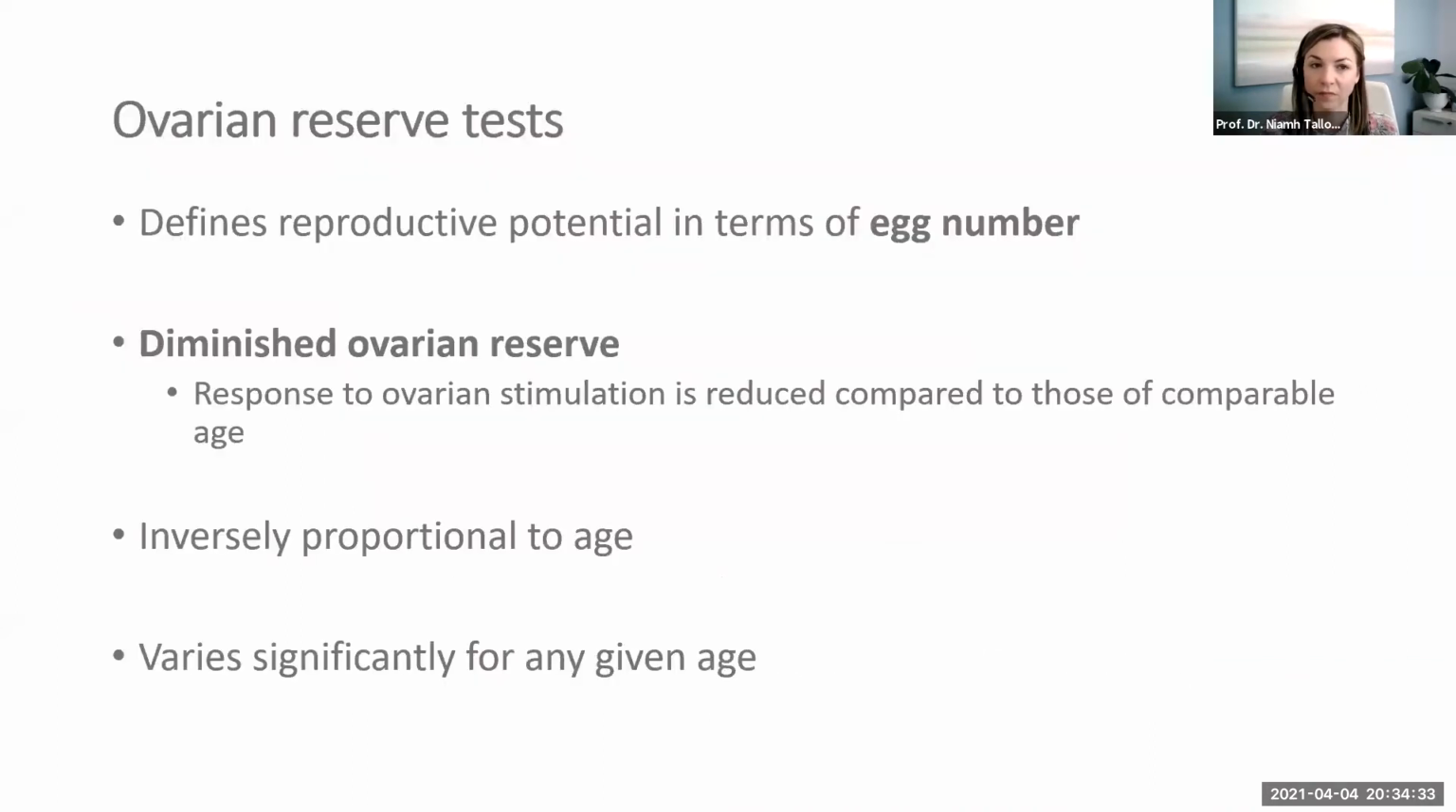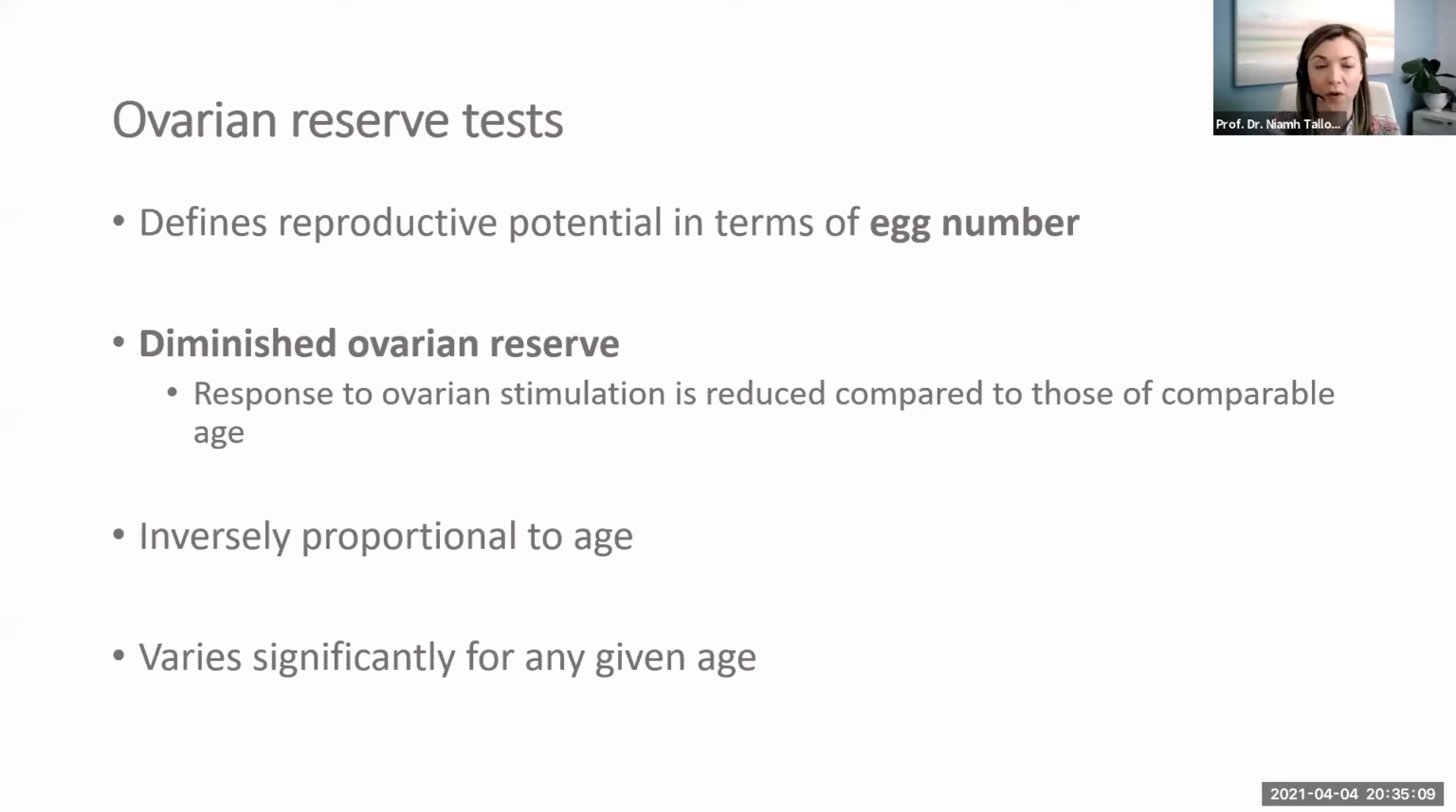So when we talk about egg number, we do use it to try and define one's reproductive potential. And when we say there's diminished ovarian reserve, we're really meaning that someone has gone through a treatment where they've done ovarian stimulation, taking some kind of medication, whether an oral agent or an injectable gonadotropin, to stimulate eggs to grow. And they've had a reduced outcome, a poor outcome, a low number of eggs retrieved compared to their cohort at their age.